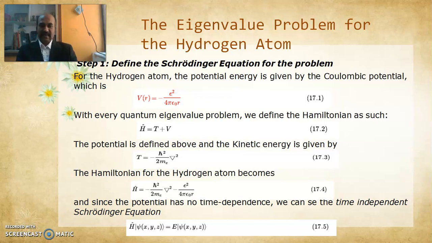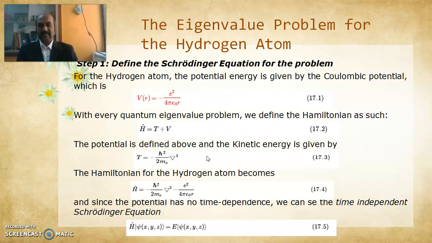For the hydrogen atom, the potential energy is given by the Coulombic potential, V of r. In yesterday's class we discussed in detail the Coulombic force of attraction. V of r is equal to e square divided by 4 pi epsilon naught r, and we'll call this equation 1. With the quantum eigenvalue problem, we define the Hamiltonian H cap is equal to T plus V. We'll name that equation 2.